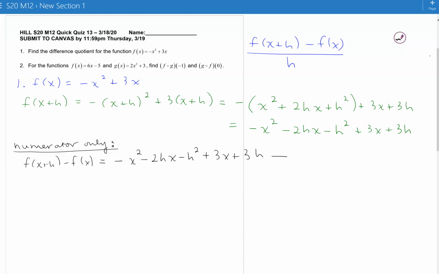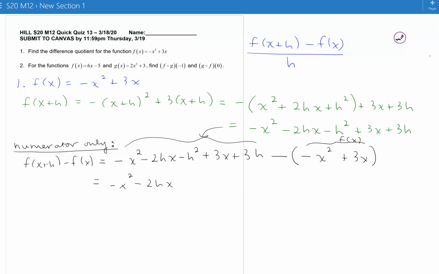And then I need to do minus the original function, f of x, without changing it. So this part is f of x. And this part over here came from the previous step. Lots of stuff should cancel at this step. If it doesn't, you should back up and see if you've made an error.